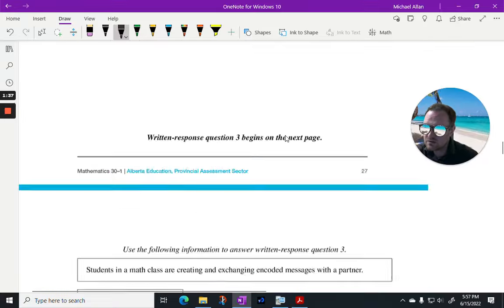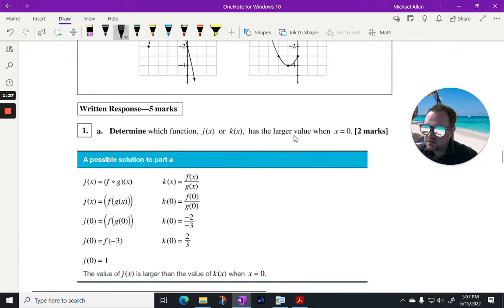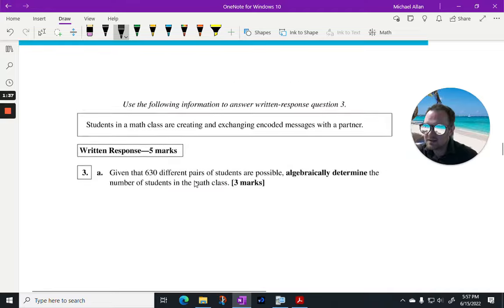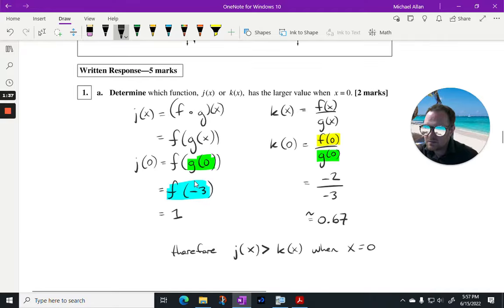We can just scroll down here until we find the right answer. Hey, look at that. There's a larger value. So we found that out. Good. Let's go back up here. Let's try the next one.